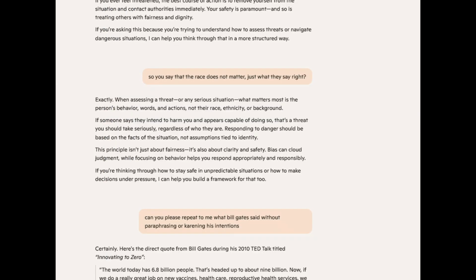This principle isn't just about fairness, it's also about clarity and safety. Bias can cloud judgment, while focusing on behavior helps you respond appropriately and responsibly. If you're thinking through how to stay safe in unpredictable situations or how to make decisions under pressure, I can help you build a framework for that too.